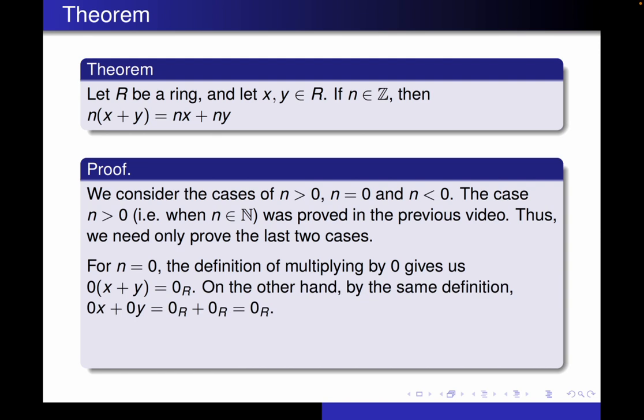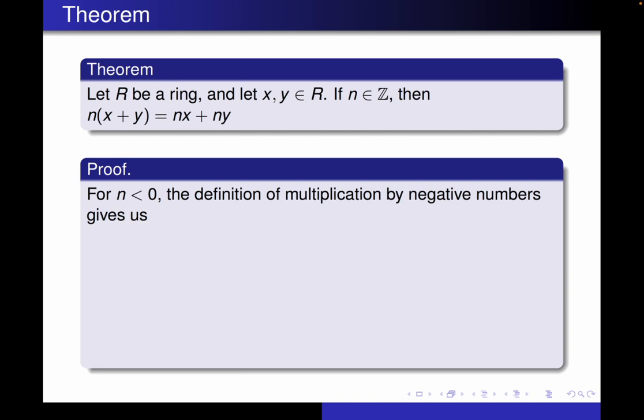If we look at 0x plus 0y, 0x is equal to the 0 element in R, and 0y is equal to the 0 element of R as well. When you add those together, you end up with the 0 element of R. Since both 0 times x plus y and 0x plus 0y give us the 0 element of R, they're equal to each other, so 0 times x plus y is equal to 0x plus 0y.